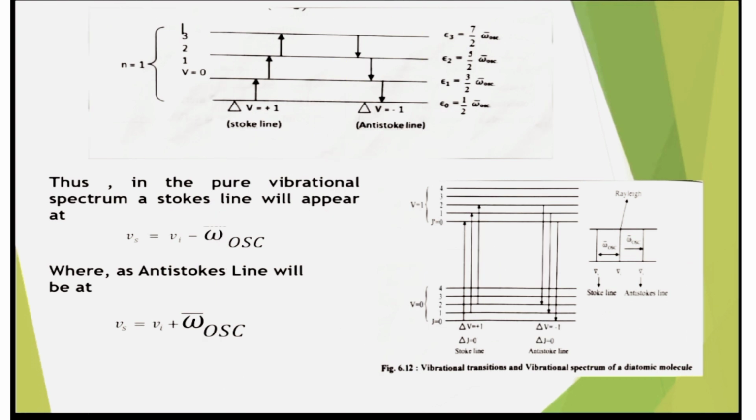In the pure vibrational spectrum, a Stokes line will appear at Vs equals Vi minus omega oscillation, whereas the anti-Stokes line will be at Vs equals Vi plus omega oscillation.